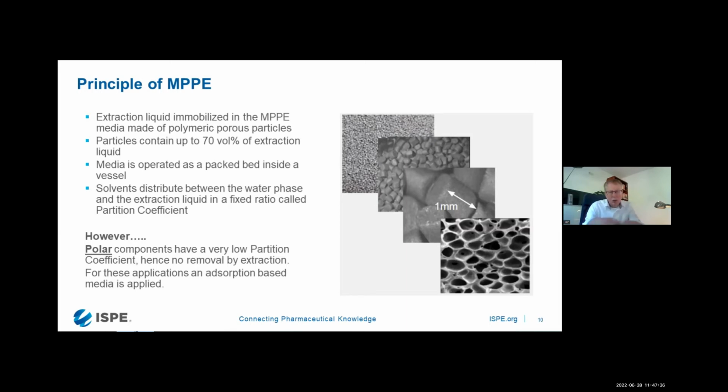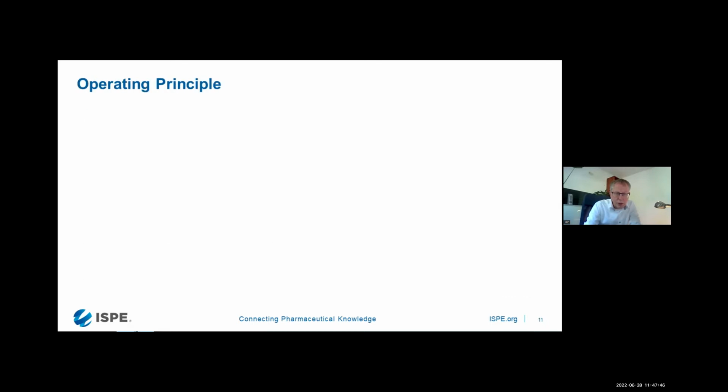So how do we get from this particle into an actual process that can work to treat the wastewaters coming from the API manufacturing? Like I said, we put these in a vessel, and then we have a feed water containing the solvents, and we have an upflow direction of the feed water through the column, through the vessel, and then basically the treated water comes out quite clean.